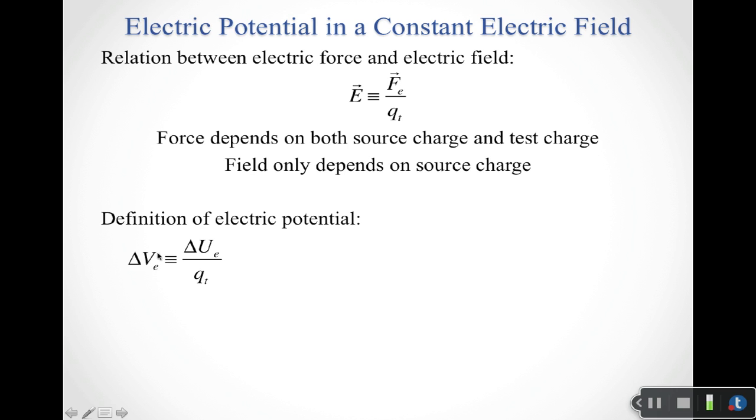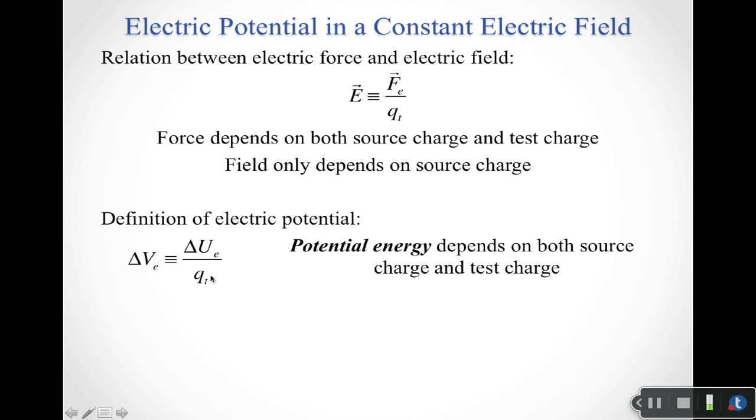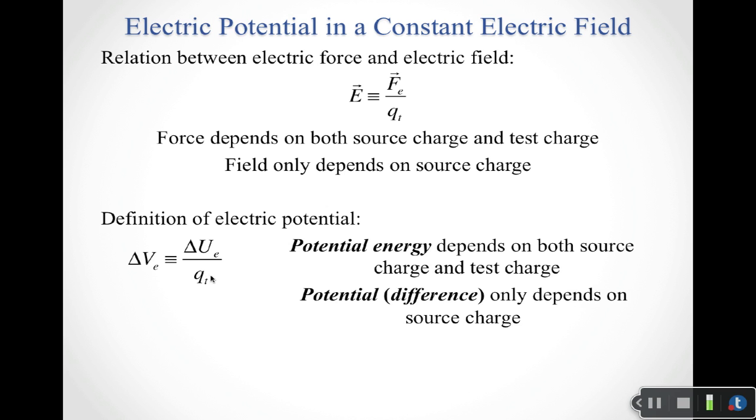basically as, well, the change in the electric potential is going to be given by the change in the electrical potential energy divided by a test charge. So again, what this tells us is that potential energy depends on an interaction between two charges. So you need both a source charge that's creating a field and a test charge that's moving around within that field if you want to talk about potential energy. But potential, or potential difference, that only depends on a single charge. That only depends on the source charge.